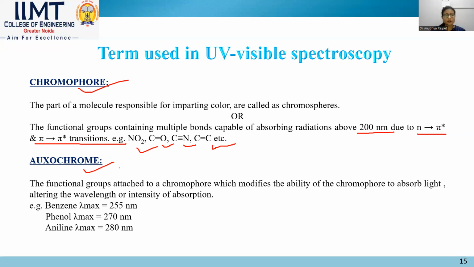And what is an auxochrome? An auxochrome individually does not absorb any UV radiation, but when attached to a chromophore, it alters the absorption maximum and intensity of the chromophore. For example, benzene has the lambda max at 255 nanometer. When a phenol OH group is attached to benzene, the lambda max reaches approximately 270 nanometer. When we attach an amine, as in aniline, the lambda max is 280. That means the OH and NH2 are working as auxochromes.